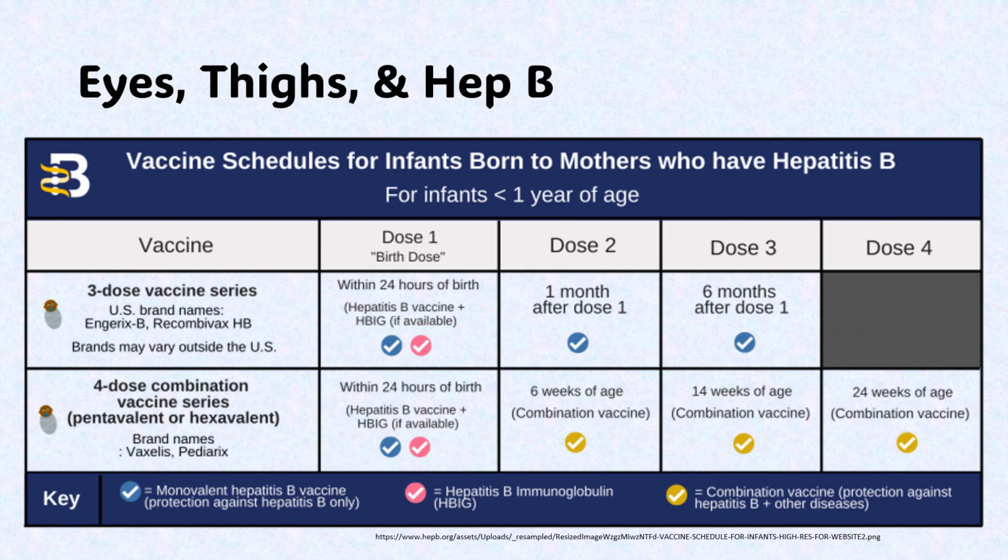If the mother is hepatitis B positive, or has symptoms of hepatitis B and the results of the test are not available, the hepatitis B vaccine and hepatitis B immunoglobulins should be given as soon as possible and within 12 hours after birth.